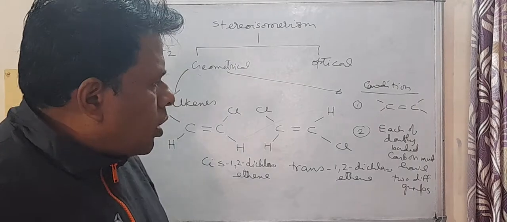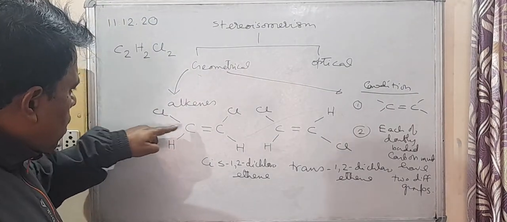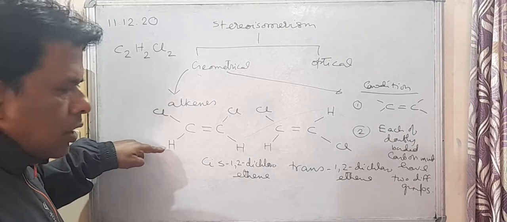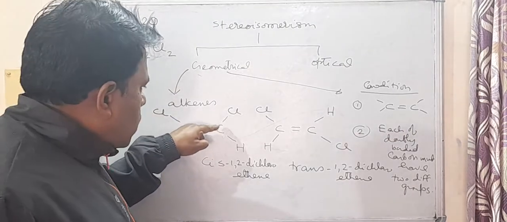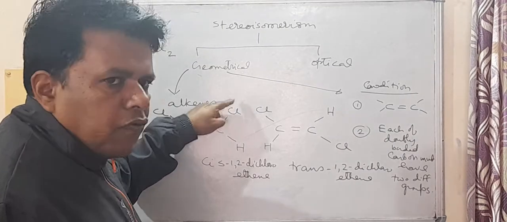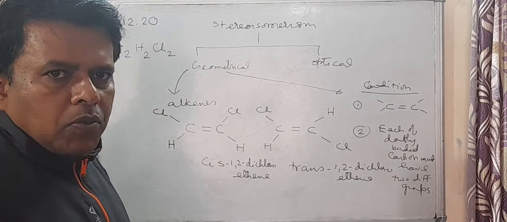Each of the doubly bonded carbons must have two different groups. Like here you see, one is Cl, one is H. So two different. Here also you see it is two different. If it is not so, then geometrical isomerism will not take place.